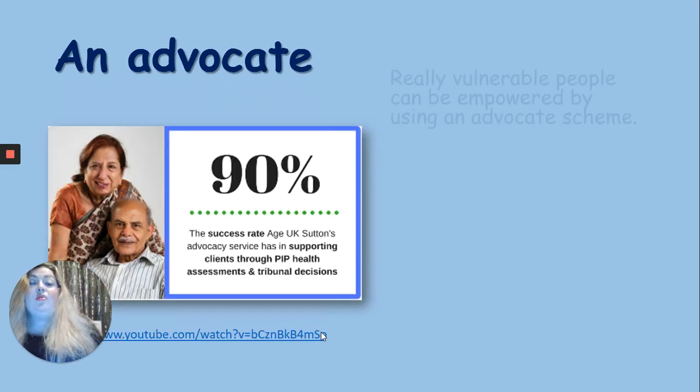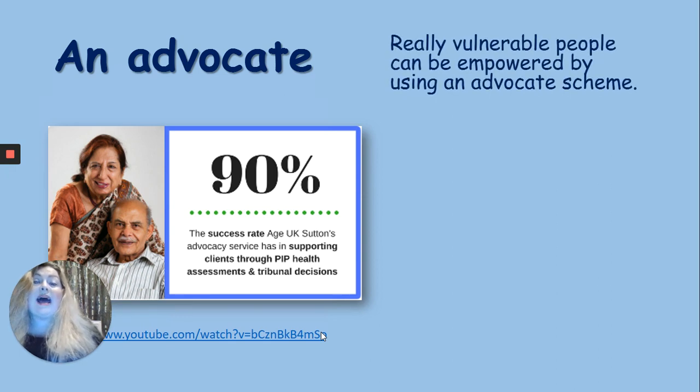Now, people also can have what's called an advocate to accompany them. And some people choose to have advocates with them at their appointment. So really vulnerable people can be empowered by using an advocate scheme. It's usually something that isn't available immediately. It's something that usually has to be pre-arranged, let's say pre-arranged for a hospital appointment.